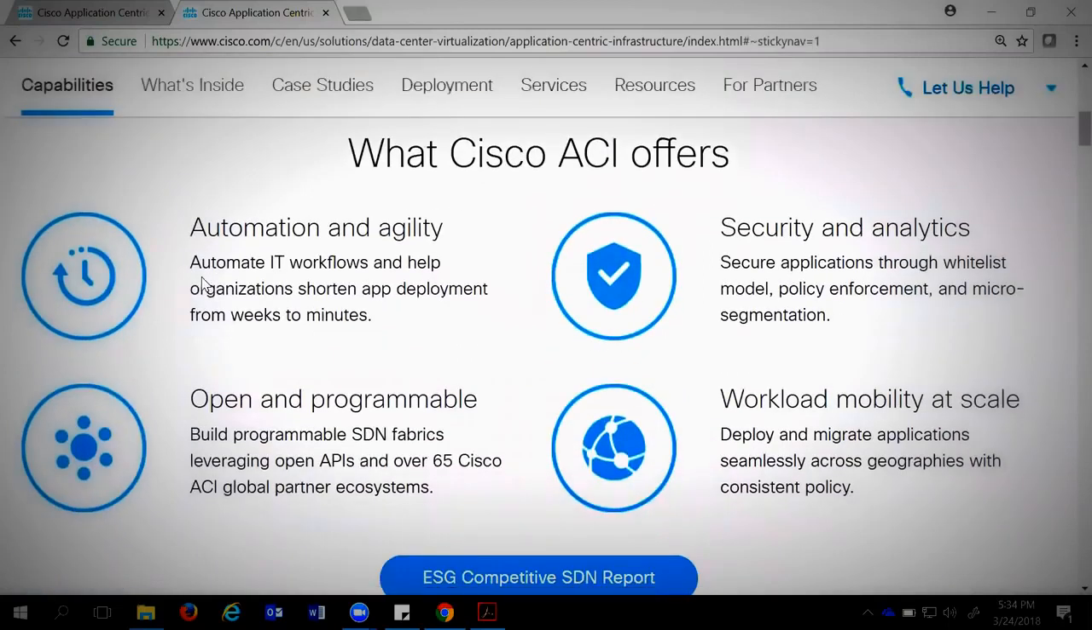So what it offers, first thing, is automation and agility. Obviously, automation is one of the key things that has been coming up in the industry, and how we are trying to achieve it, we'll take a look at.